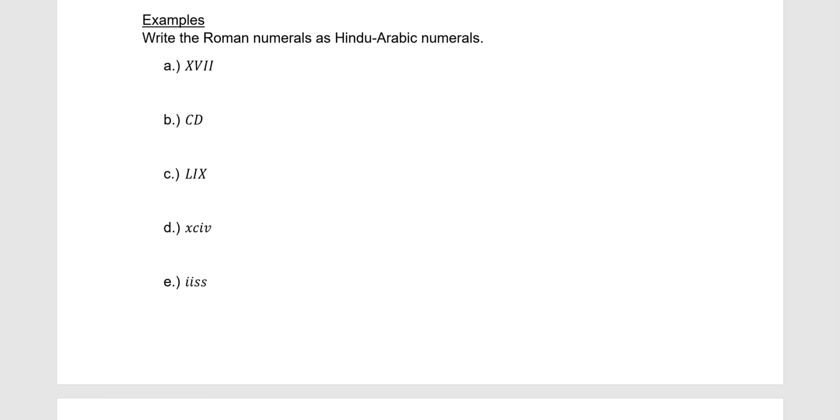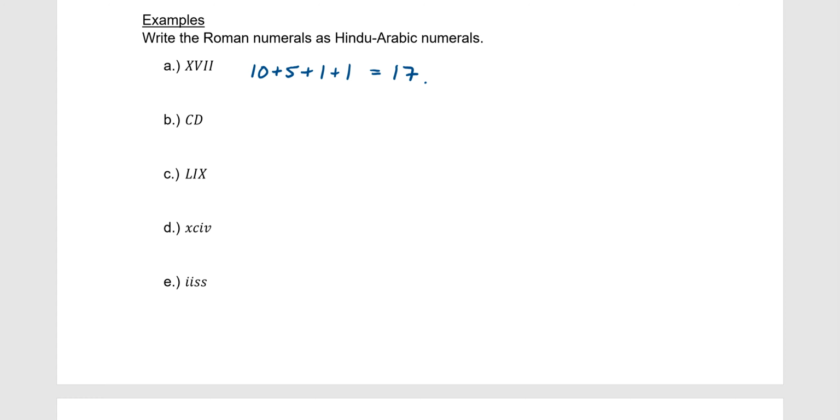Let's write the Roman numerals as the Hindu Arabic numerals. For A, we have the number XVII. So X is a 10, V is a 5, and I is a 1. There is no smaller value preceding a larger value. It goes in decreasing order here, so all we have to do is add these together. So we get 10 plus 5 plus 1 plus 1, and that gives us 17. So XVII is the number 17.